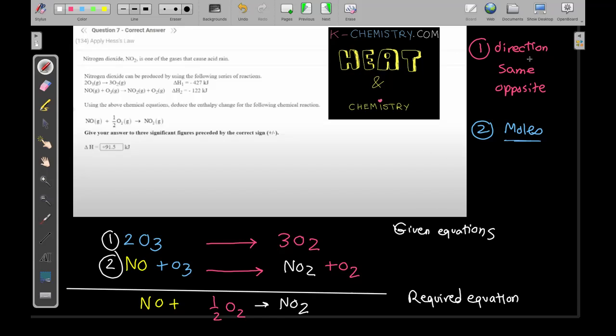You look at two things. The direction: is it the same direction or the opposite direction? If it is the same direction, you will keep the value that he has given you as it is. So if it is negative 427, you will keep it the same.